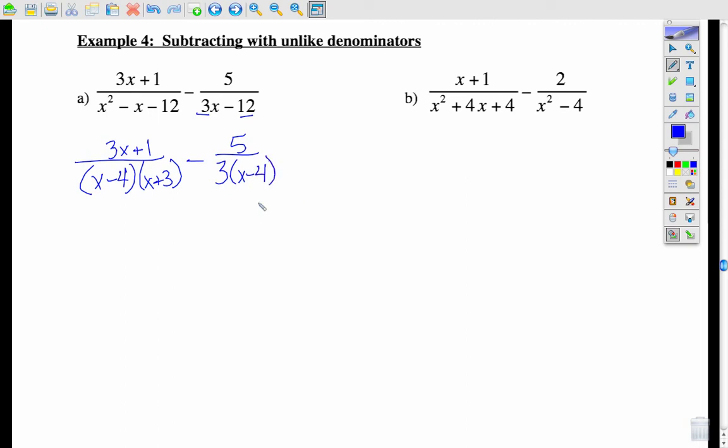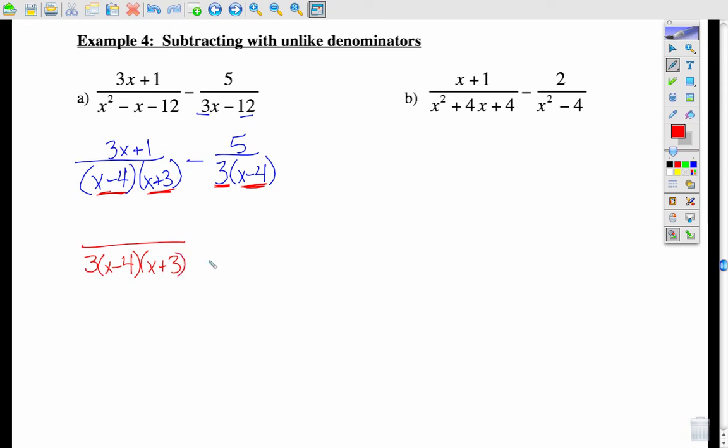Minus 5. I'm going to take a 3 out of this denominator because I can. So I end up with a 3, x minus 4. All right, common denominator. I have to account for all of this stuff over here, meaning I have to account for this 3. So it's going to have a 3 out front. I have to account for this x minus 4.